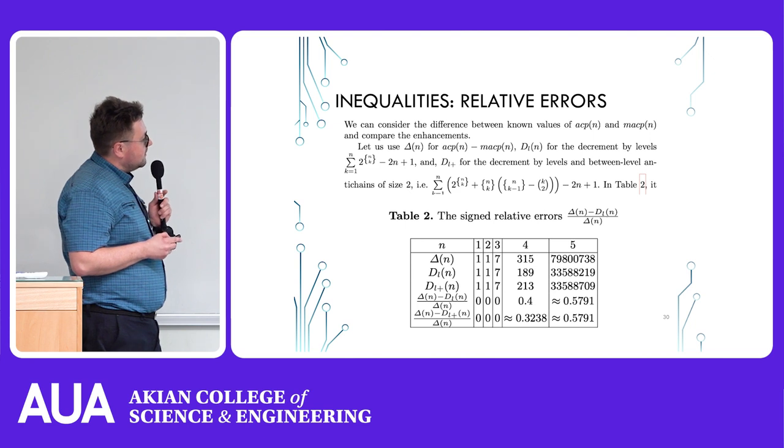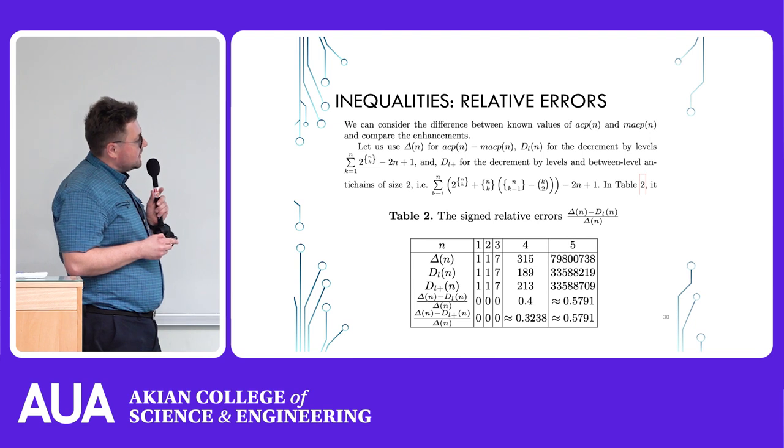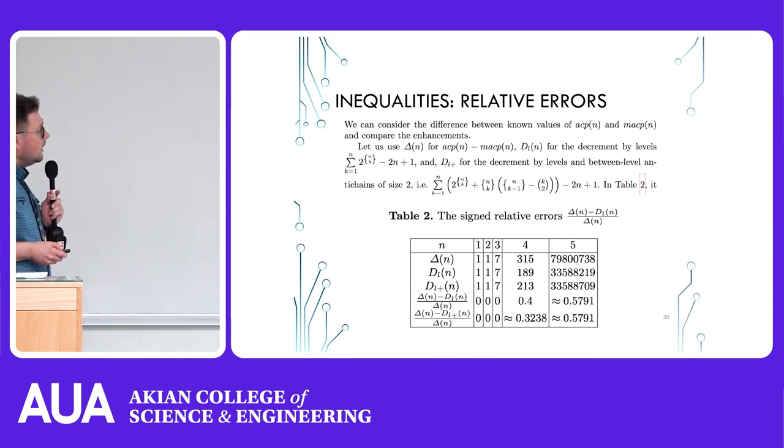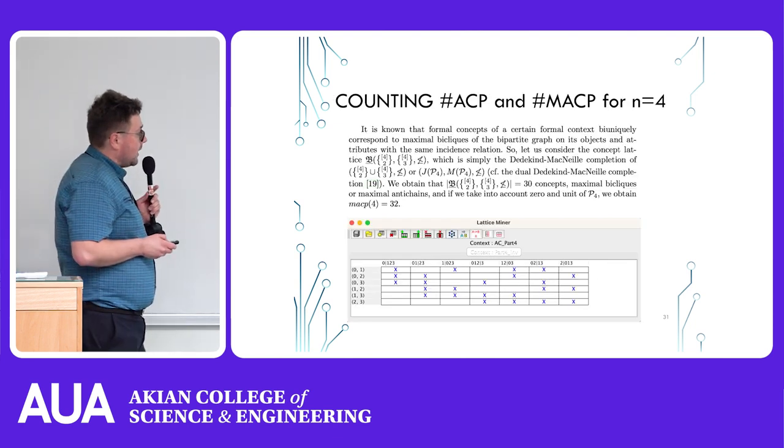So here, delta means the discrepancy between the number of anti-chains and maximal anti-chains, and L and L plus are our inequalities. So for 1, 2, 3, this is zero relative error, but for 4, the maximum that we could get is 0.32, for 5, 0.57. So we need to count more elements.